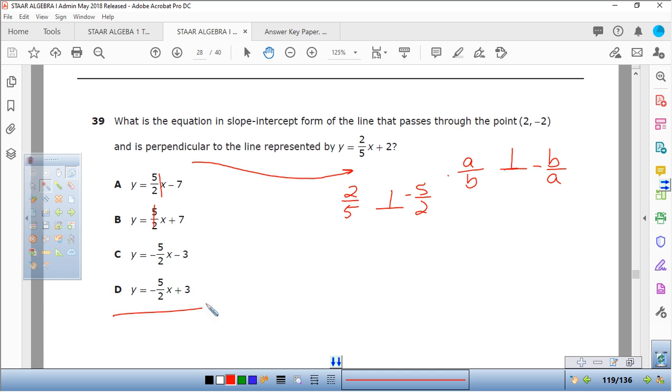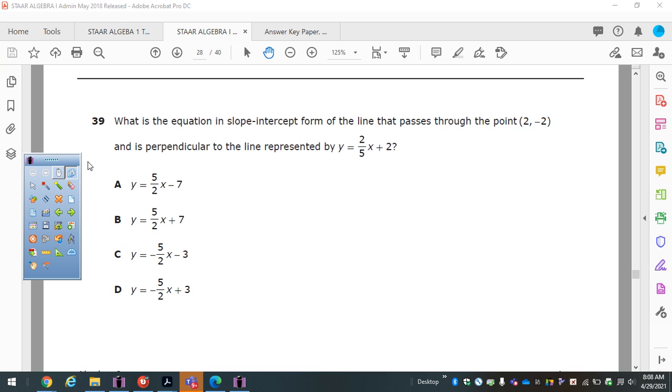Out, out, and now it's one of these two. Now, they want the point 2, negative 2, right? So I'm going to graph this. Actually, I don't even care about this anymore. I'm going to graph these two and see which one goes through that point. Or you can plug the numbers in there and see what happens.